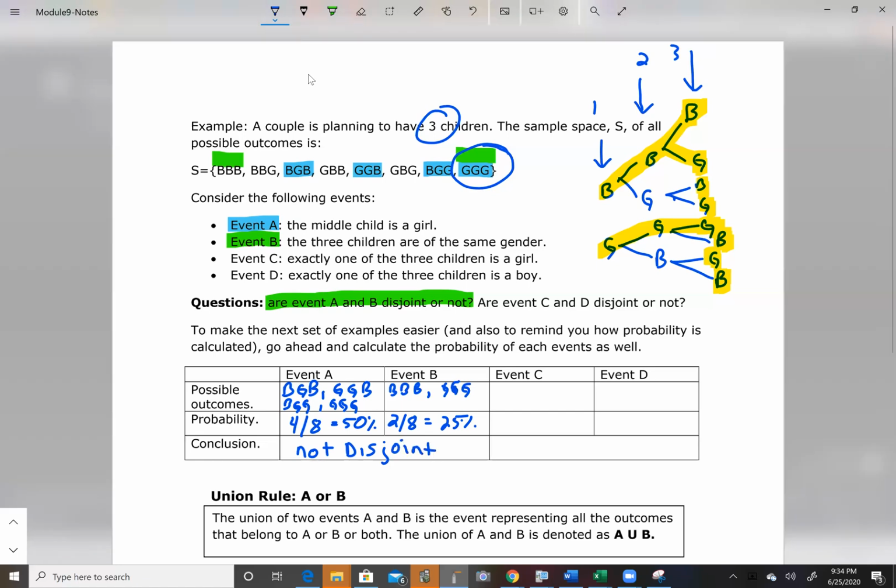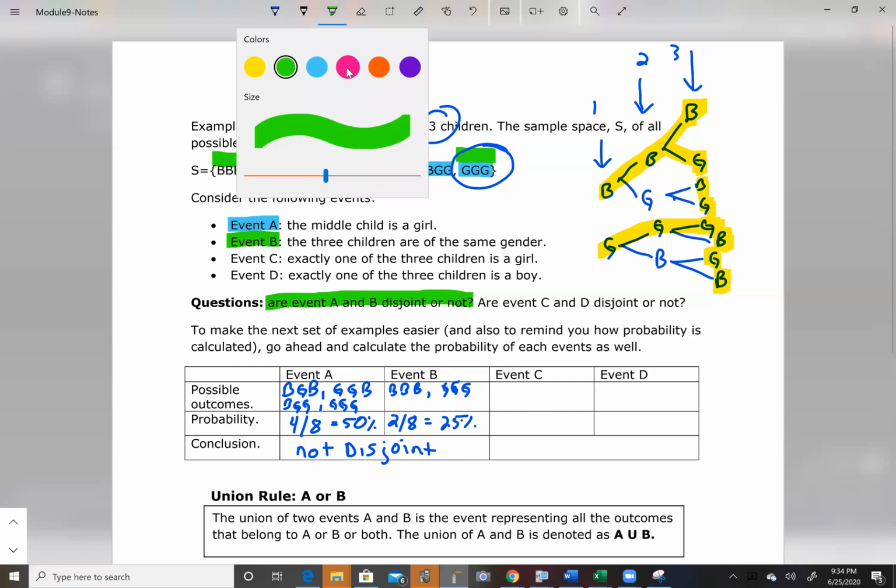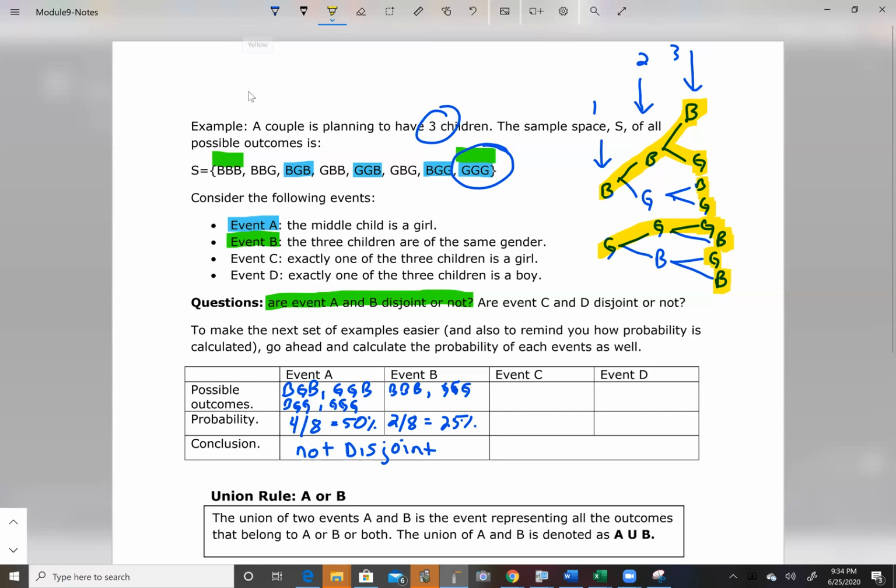Okay, let's do event C and event D. So let's make event C yellow. Exactly one of the 3 children is a girl. That is, let's erase so we can start over. Exactly 1 is a girl. Here, here, here. That's it.